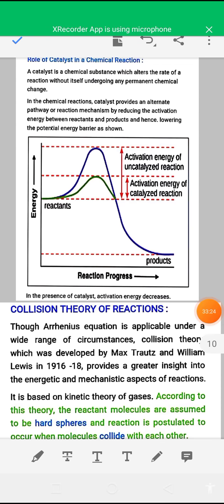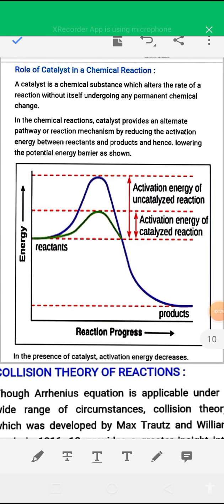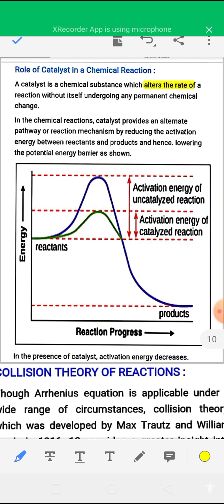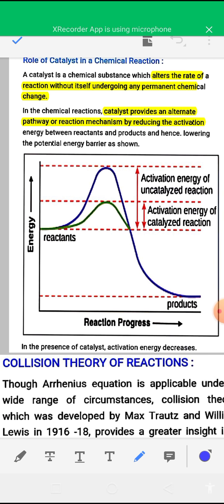Now see role of catalyst in a chemical reaction. A catalyst is a chemical substance that alters the rate of a chemical reaction without itself undergoing any permanent chemical change. Catalyst increases the rate of reaction. And how does a catalyst increase the rate of reaction? The catalyst provides an alternative pathway or reaction mechanism by reducing the activation energy. In a chemical reaction, catalyst reduces the activation energy of the reaction.